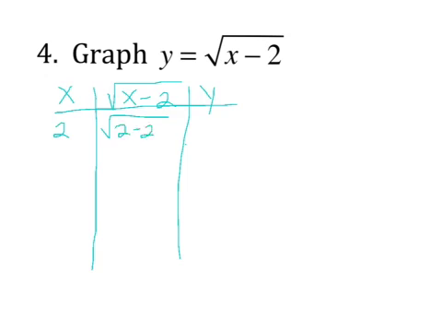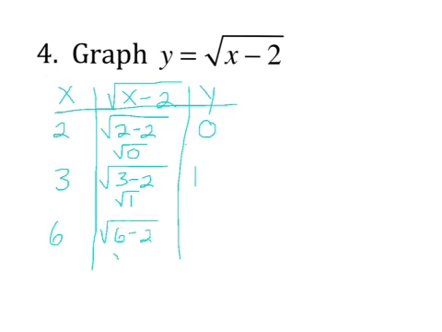So the square root of 2 minus 2 is the same as the square root of 0, which is 0. And then we want to think of another good number to plug in. If I plug in a 3, I will be taking the square root of 1, which is 1. And if I plug in a 4, that would not be the greatest number to plug in, because then we'll end up taking the square root of 2, which is a decimal. But if I plug in the number 6, I'll take the square root of 4, which is 2.